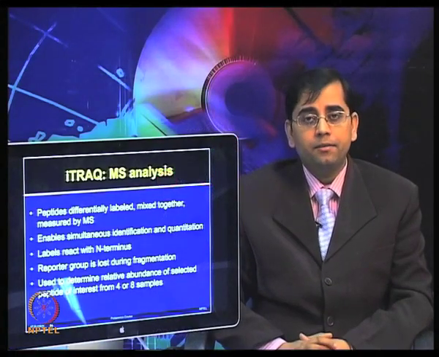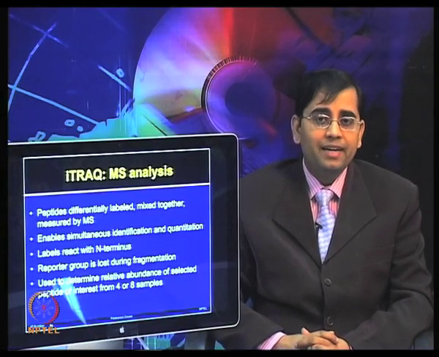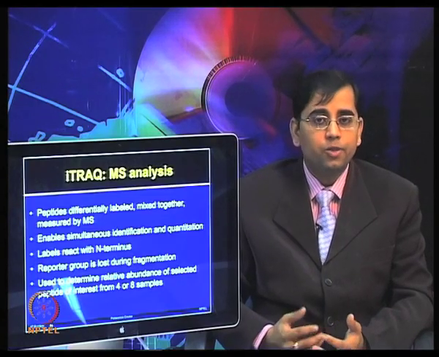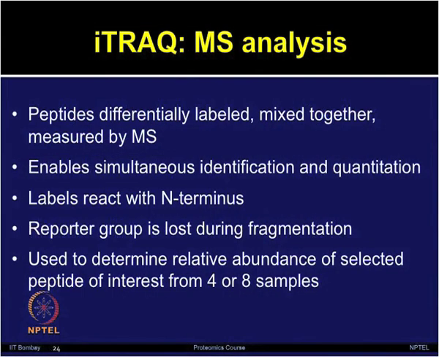Once the sample preparation is done, then further mass spectrometry analysis can be started. The peptides which are differentially labeled can be mixed together and measured by the mass spectrometer. This method enables simultaneous identification and protein quantification. The labels react with the N terminus, and the reporter group is lost during the fragmentation. So, this method can be used to determine the relative abundance of selected peptides of interest from 4 or 8 samples. Therefore, high multiplexing can be obtained by using the iTRAQ method.